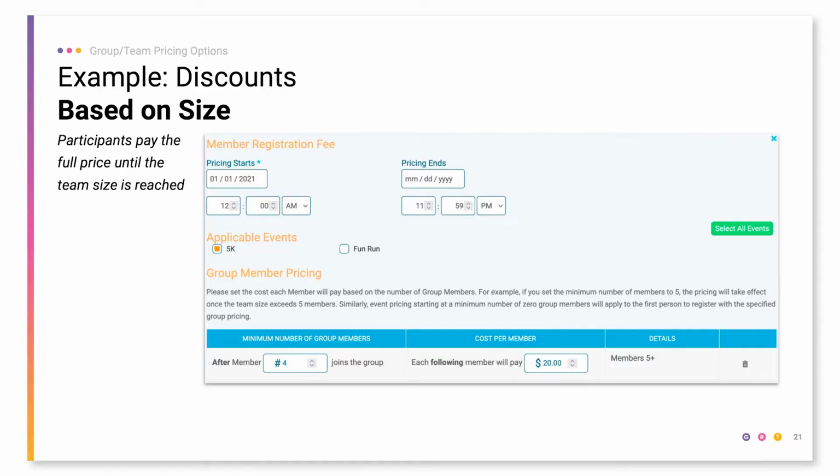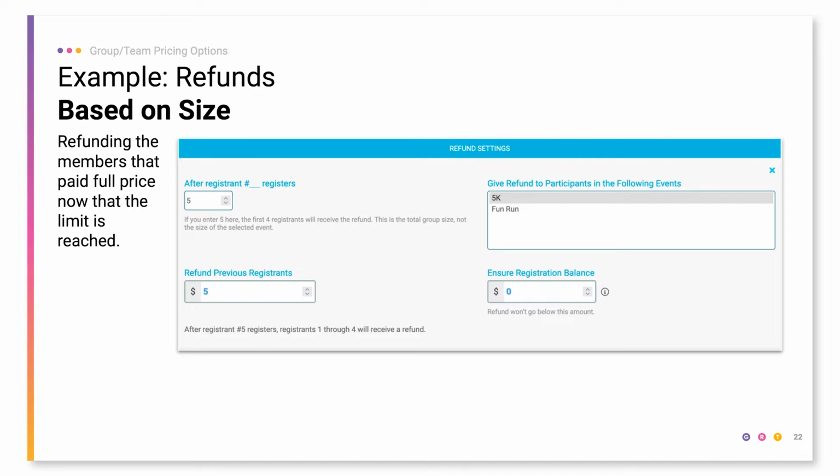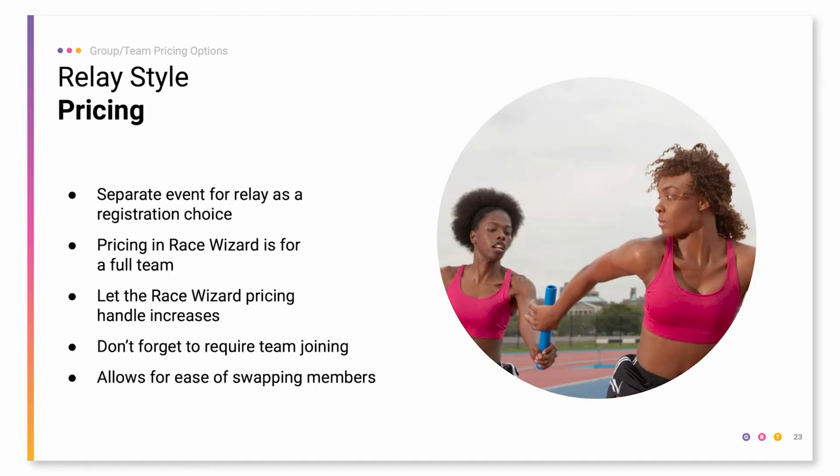So just as we talked about, based on the team size, this is where they're going to get a discount if they're the 4th member or later, and then if they're 1st through 3rd, they'll get that automatic refund back to their credit card. And this one is refunds based on size, so this is refunding the members that paid full price. So this is that relay style pricing, so it's going to be a separate event for the relay.